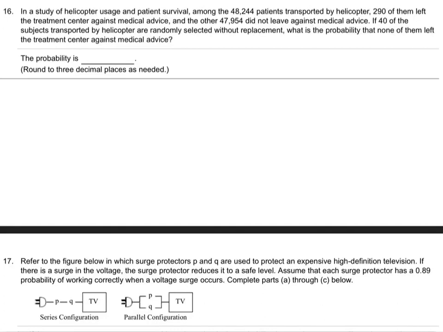Okay, so looking at number 16, in a study of helicopter usage and patient survival, among the 48,244 patients transported, 290 of them left the treatment center against medical advice, and the other 47,954 did not leave. If 40 of the subjects transported are randomly selected, what is the probability that none of them left the treatment center?